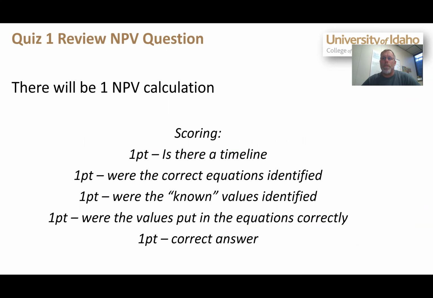Write down what the known values are. A equals what? N equals what? What's the interest rate, right? What's T? And then put them in the equations. Let me see it and then get to that correct answer. Following these things helps you walk through the problem. It also helps me give you partial credit when I'm grading it. So give me a way to give you the best score possible by following these steps.